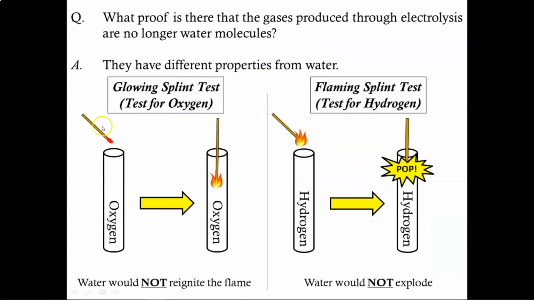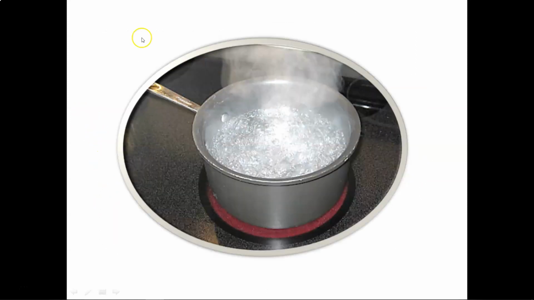So for instance, if I had a glowing splint, so a piece of wood that is just glowing, it's not on fire, but it's just glowing, and I dip it into pure oxygen. Well, of course, fire needs oxygen. By dipping it in, this glowing splint will burst into flames again. But if I tried to do that in steam, I'm pretty sure the glowing splint would not burst into flames. If anything, it would probably go out.